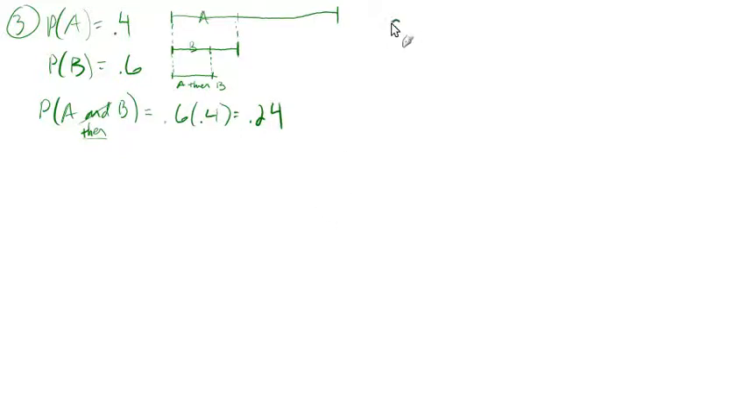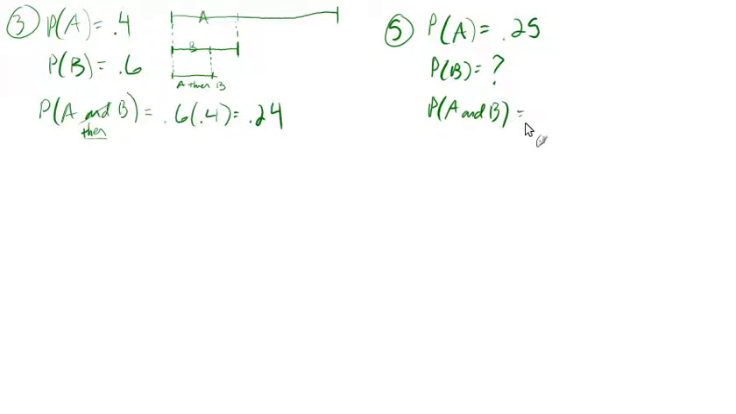I'll do number 5. We're told that the probability of A is 0.25. We don't know the probability of B. We want to know the probability of A then B. Notice I'm saying "then," but writing "and." A then B is 0.2. So we want to find the probability of B.